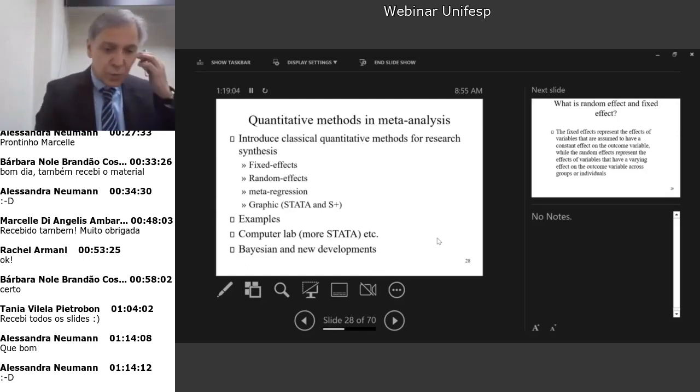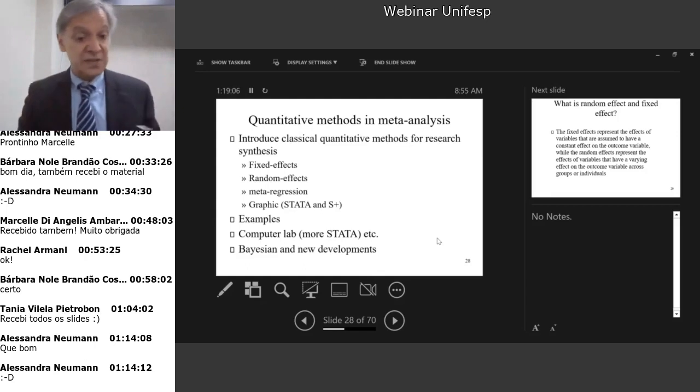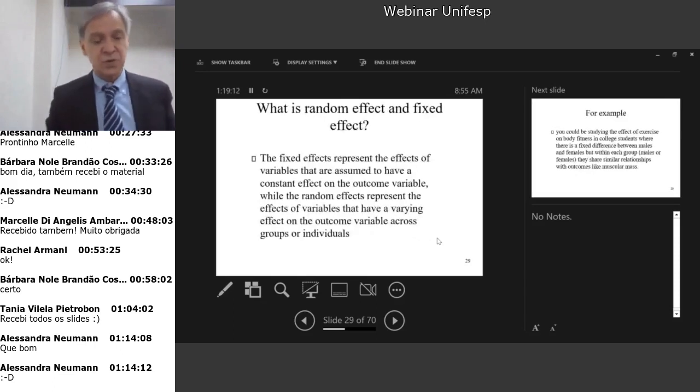Stata can do all of these analyses, but SAS can too. And Bayesian and newly developed approaches are actually even better. We're not going to cover that in this course.